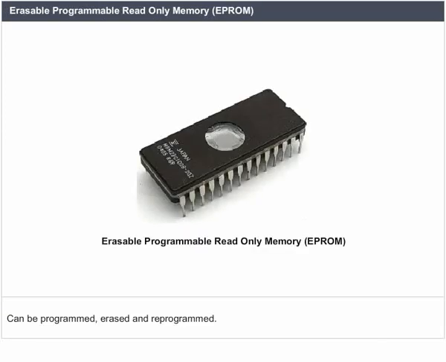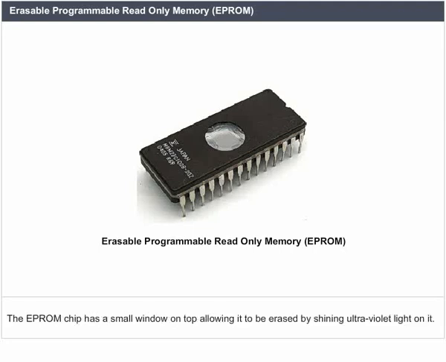Erasable programmable read-only memory, EPROM. Can be programmed, erased, and reprogrammed. The EPROM chip has a small window on top, allowing it to be erased by shining ultraviolet light on it. After reprogramming, the window is covered to prevent new contents being erased. Access time is around 45 to 90 nanoseconds.